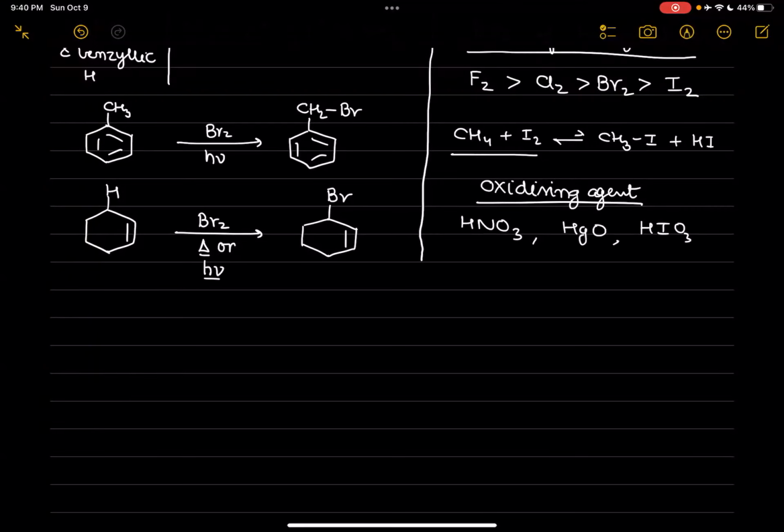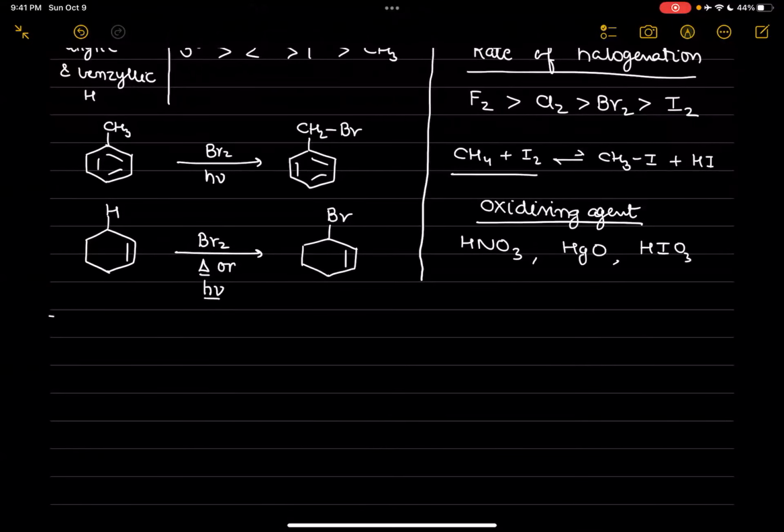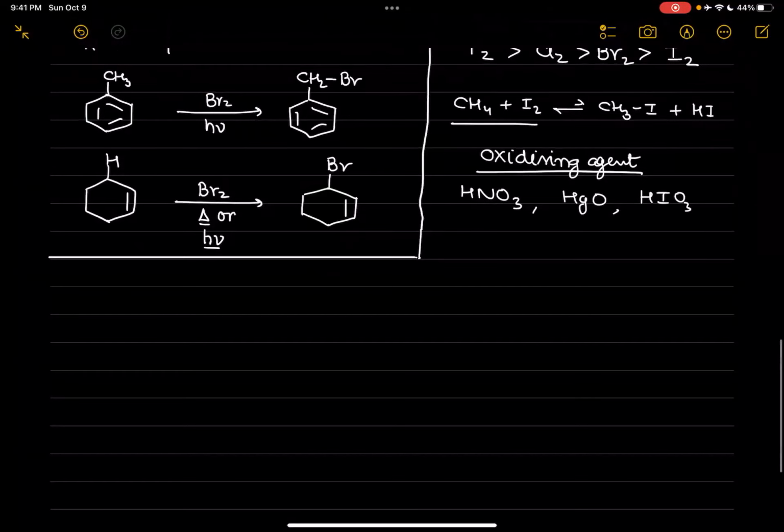Actually, they oxidize the HI. So that's how you can take it in the forward direction. What's the other way by which you can prepare alkyl iodides from alkyl chlorides?